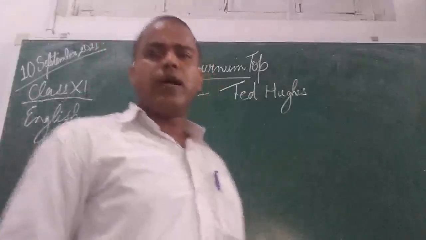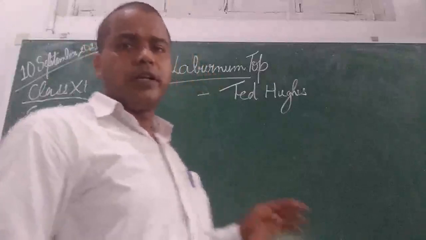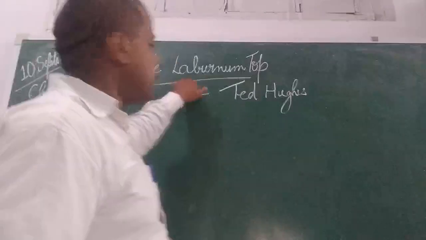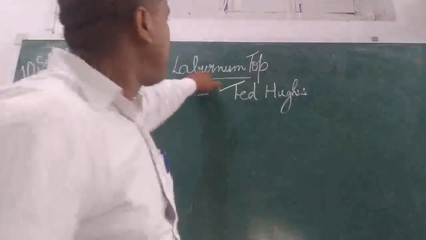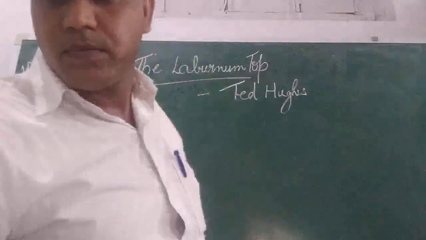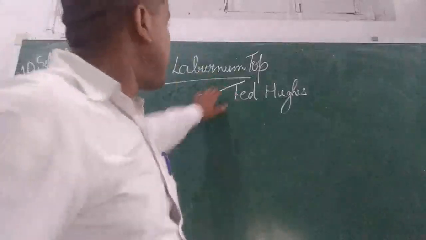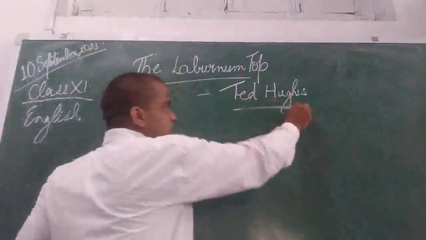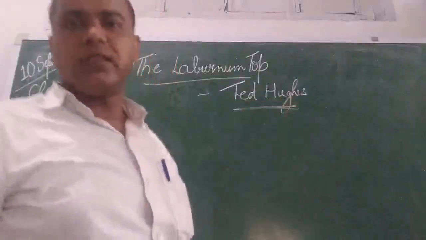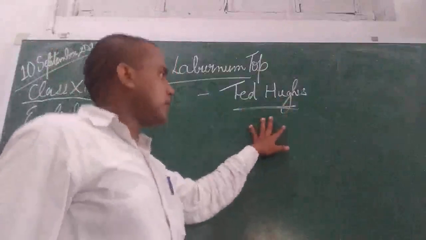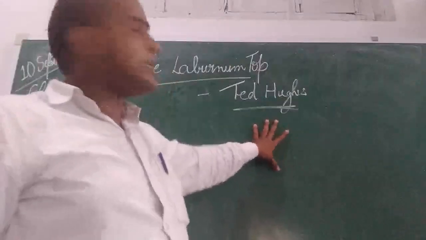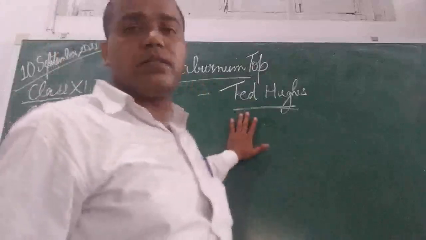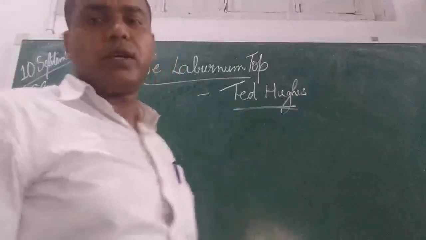Today, we are going to read a new poem, and the name of the poem is The Laburnum Top. The Laburnum Top is written by Ted Hughes. This is the name of the poet. He had written this poem, The Laburnum Top. Actually, Ted Hughes was an English poet.